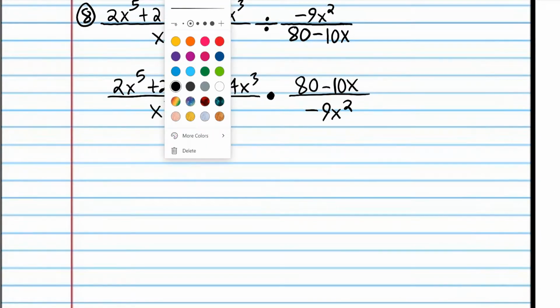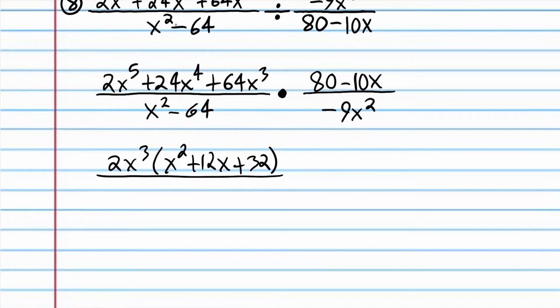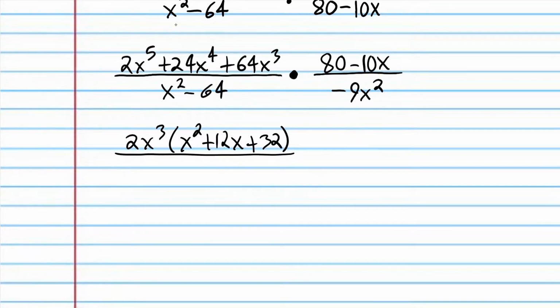Now we can start factoring. So I'm going to factor a GCF on the top left. So we have 2x cubed is the GCF, and we're left with x squared plus 12x plus 32. And whenever you factor out a GCF, you want to multiply back to make sure you did it correctly. And it looks right. We also have the difference of two squares. So this yellow turned into this, but now the blue is going to turn into x minus 8 and x plus 8.